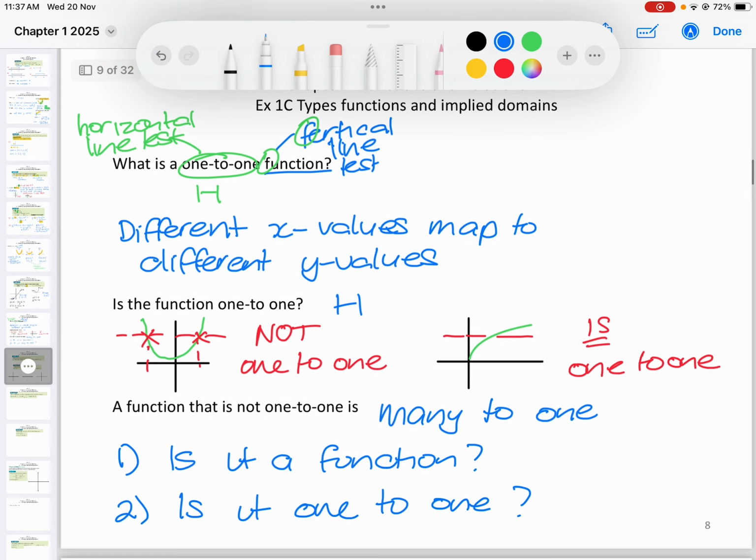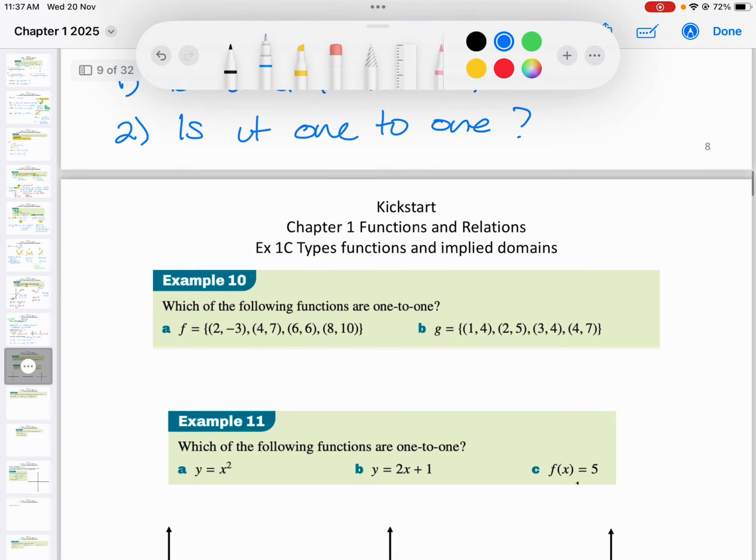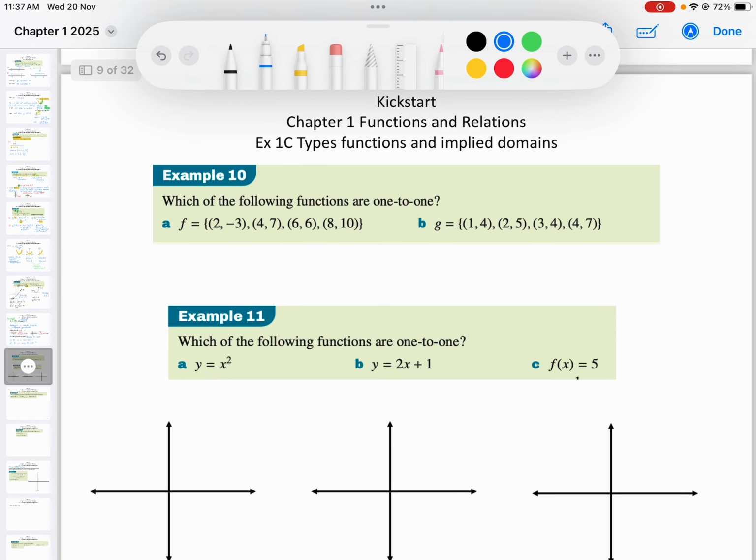All right, so let's have a look at this set of points. Is it one-to-one? Does every X value map to a different Y value? Well, yes, it does. So this is one-to-one. But if we look here, we've got the 4s there. So some of them, we've got 2 values that map to 4. So this one, no, not one-to-one.